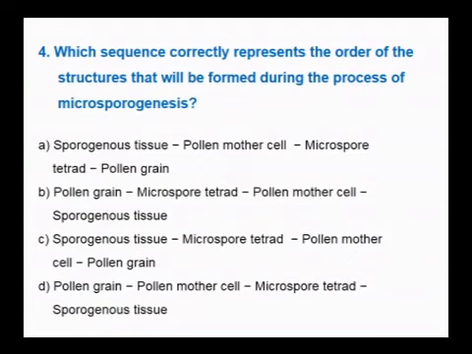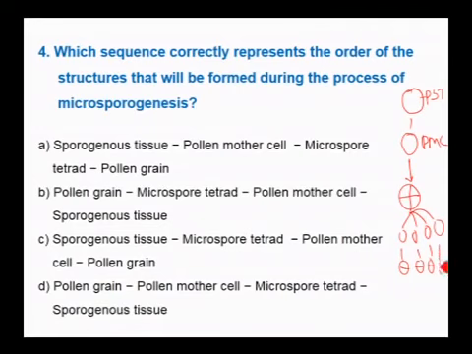See, microsporogenesis is the formation of microspores from pollen mother cell. Here we have the primary sporogenous tissue, which gives rise to pollen mother cell. Pollen mother cell undergoes meiosis to produce pollen tetrad or microspore tetrad, which separates to form microspores, which develop into the pollen grains. Therefore, the correct sequence is sporogenous tissue, then pollen mother cell, microspore tetrad, then the pollen grain.